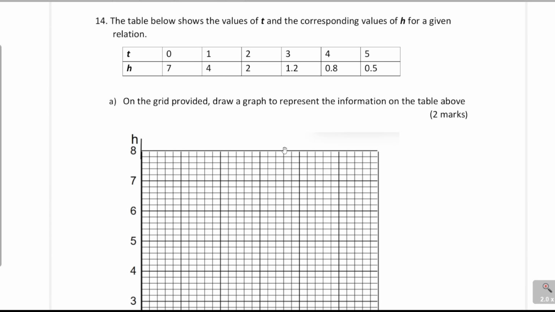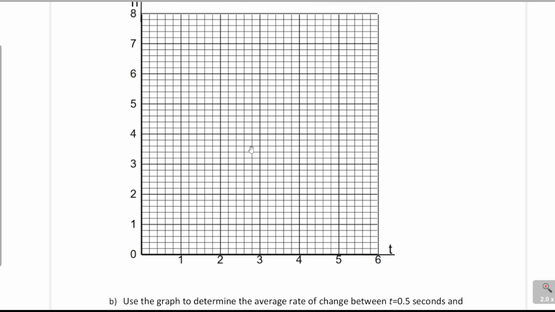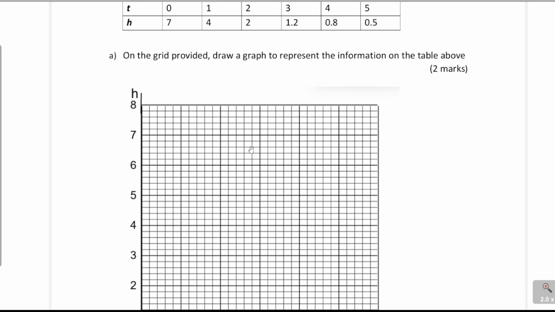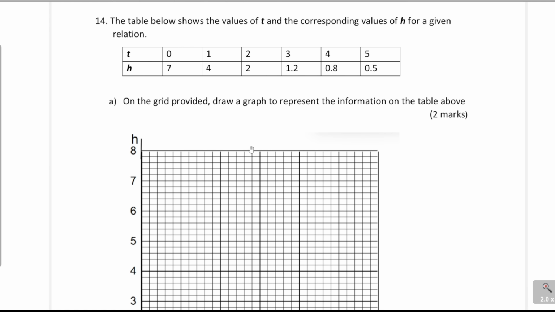Question 14. The table below shows the values of T and the corresponding values of H for the given relation. So we have T and we have H. On the grid provided, draw a graph to represent the information on the table above. So drawing this one is quite easy. On the y-axis you have H, and on the x-axis you have T. Just ensure that you plot the values correctly and understand the scale.